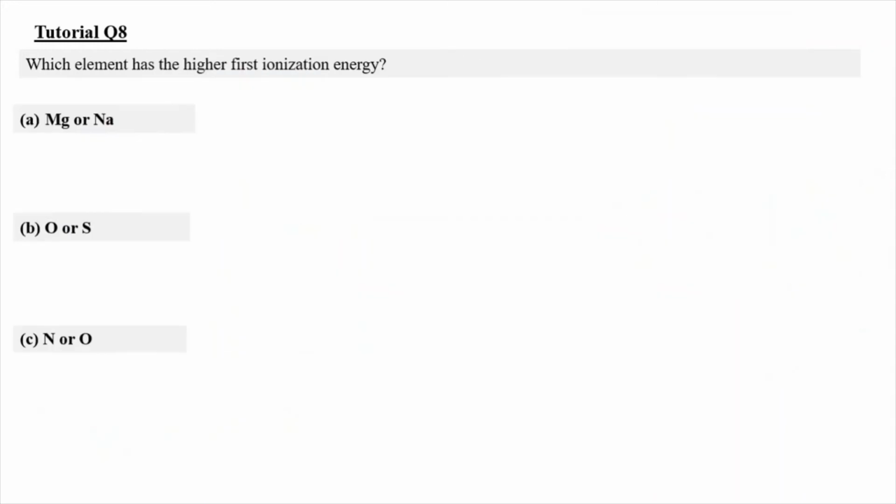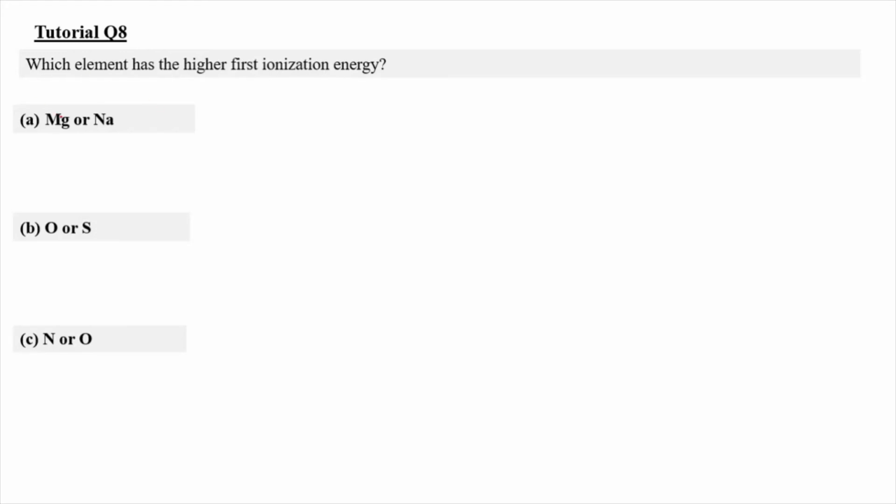Now for question 8, which element has the higher first ionization energy? Between magnesium and sodium, which one is going to have the higher first ionization energy? What do you think?